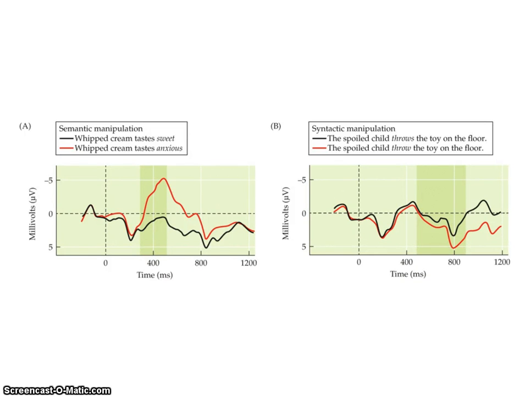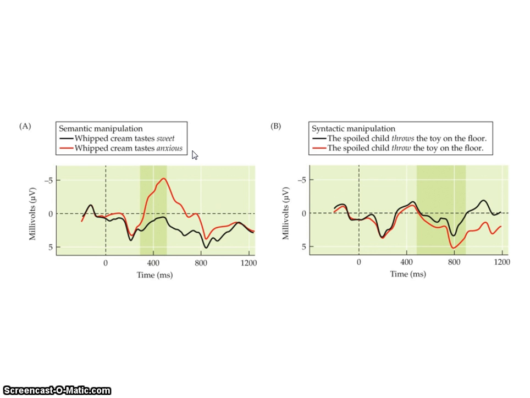ERPs can also allow us to look at what the brain does in response to oddities in language. And there are lots of different kinds of oddities, so we'll look at a couple different kinds here. One kind of oddity is to use an unexpected word that doesn't make sense in the sentence. In one study, participants would listen to sentences that either did make sense or didn't make sense, like whipped cream tastes sweet, that makes sense, or whipped cream tastes anxious, that doesn't make sense.